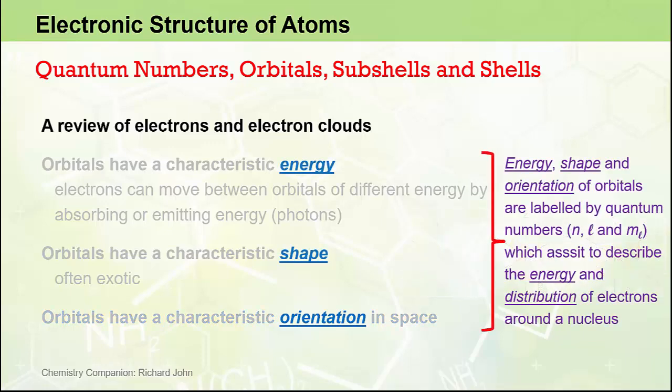The energy, shape, and orientation of orbitals are described and labelled by 3 quantum numbers, n, l, and ml. And they assist in describing the energy of the electrons and the distribution of electrons around a nucleus. And it is these quantum numbers that we're going to take a few minutes to talk about right now.